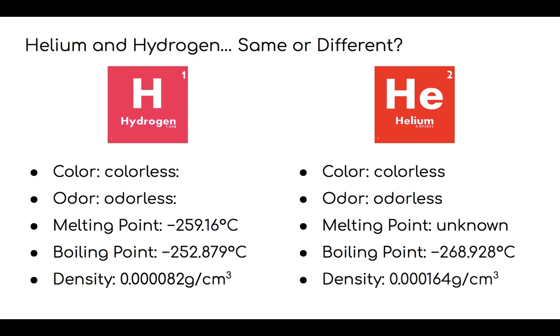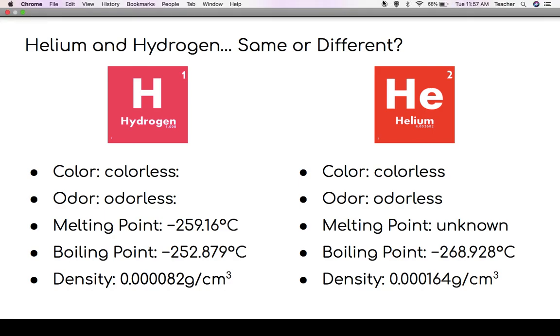This is a very simple example, but for the rest of this unit, we are going to be learning about how to collect information about these properties or characteristics of substances in order to use those properties to identify or to differentiate between different substances.